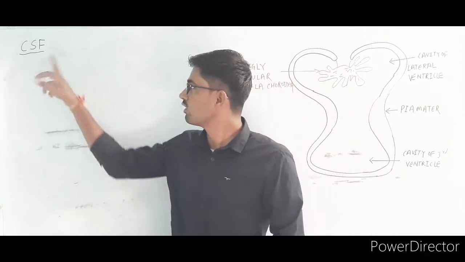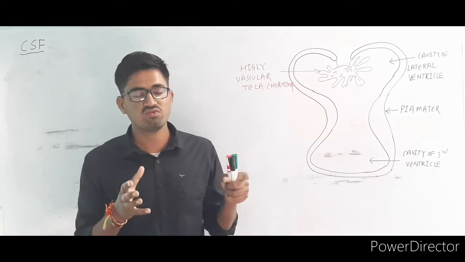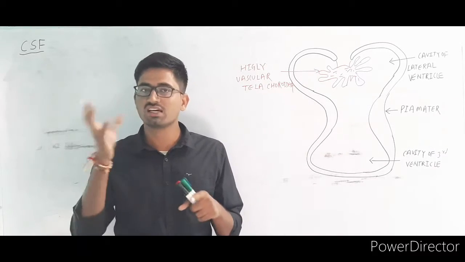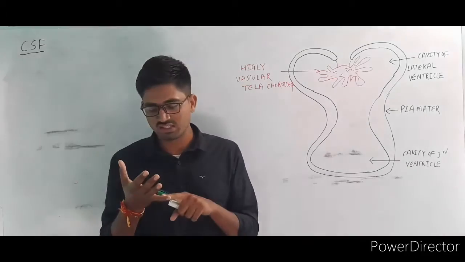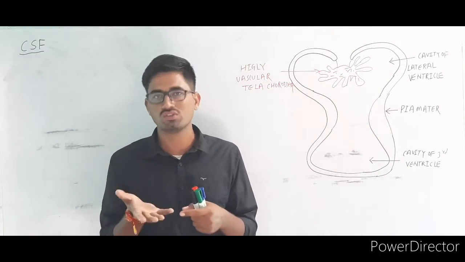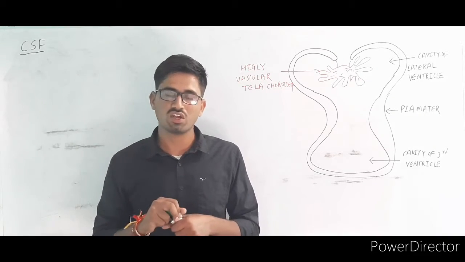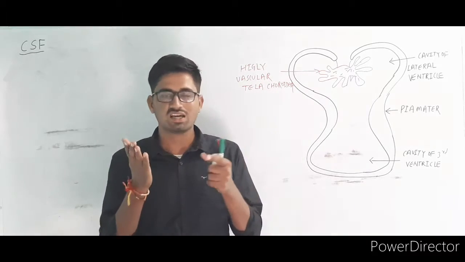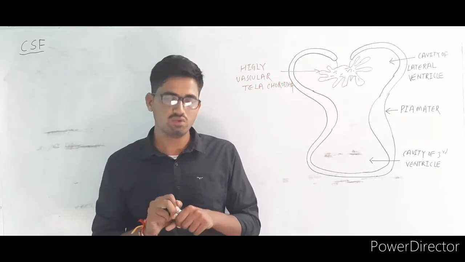So today we are going to talk about CSF, cerebrospinal fluid. We will see where its formation occurs, after that the circulation, and what can be the pathology. What are the clinical aspects, what will happen if that circulating pathway gets blocked. So everything we are going to discuss.